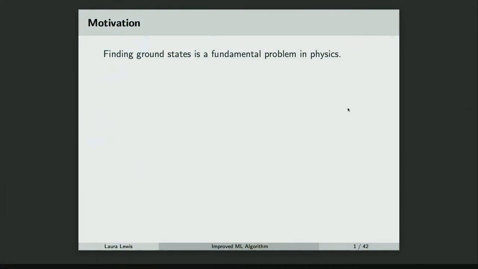So first, to give some motivation, as you all probably know, finding ground states is a very fundamental problem in physics, and a lot of people care about really solving this problem. However, classical computers still struggle to solve this in general. Despite a lot of research going into efficient classical algorithms to find ground states or properties of ground states, there haven't been many successes in finding an efficient one that works in general all the time.